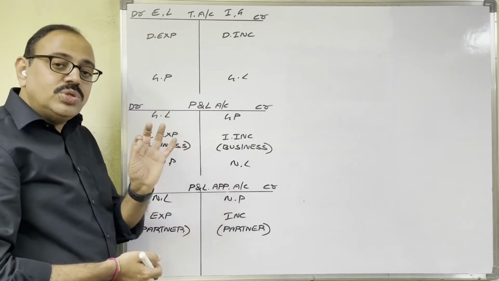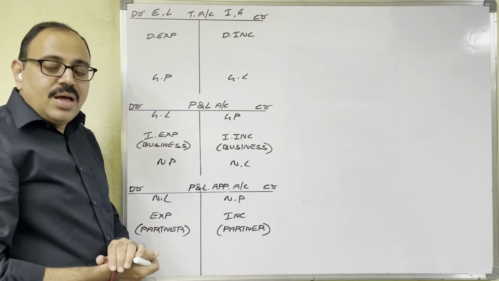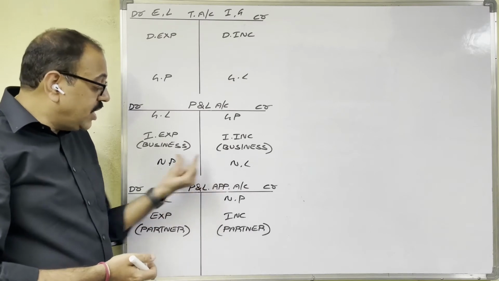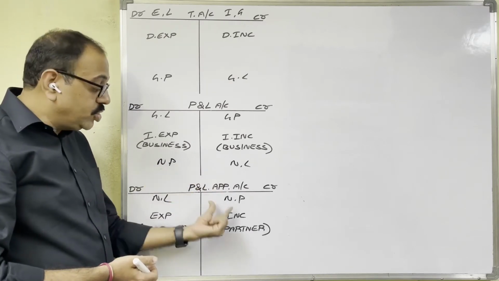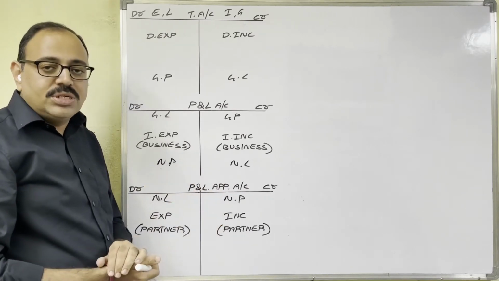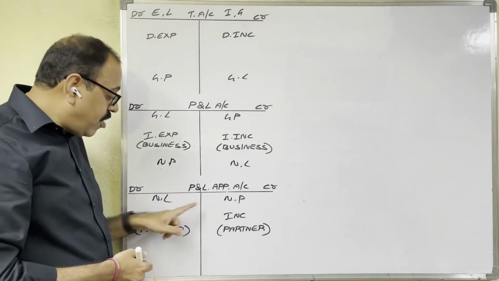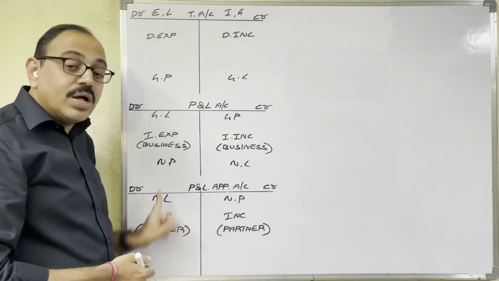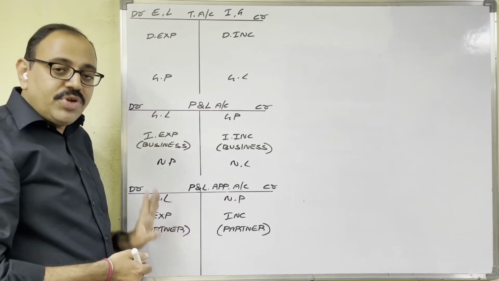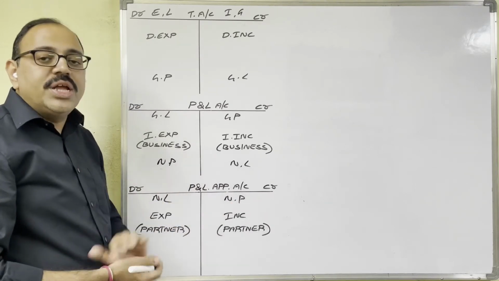Appropriation means usage, taking. How partners are taking this net profit, that we are going to show in the P&L appropriation account. Means how net profit is distributed among the partners, that we have to show in the P&L appropriation account.